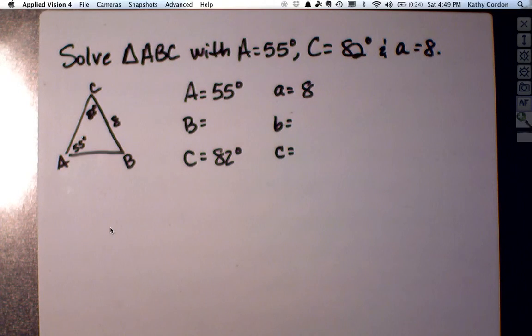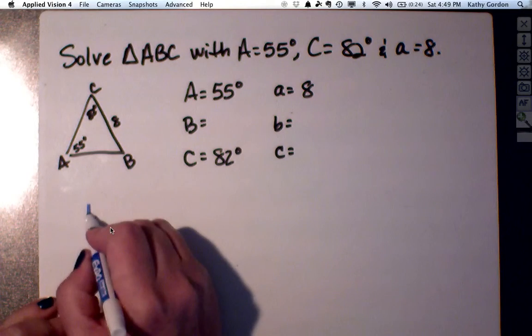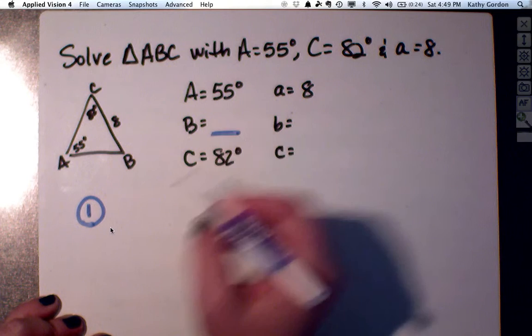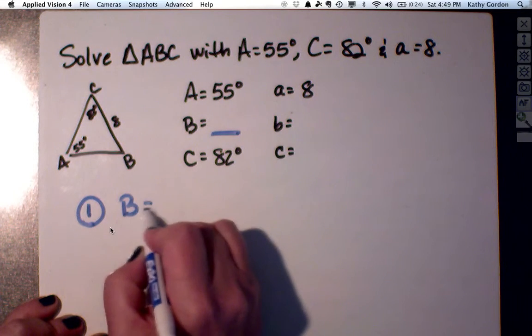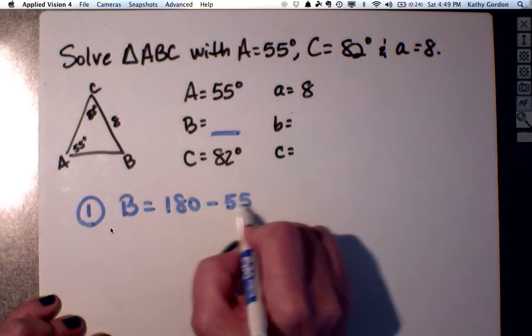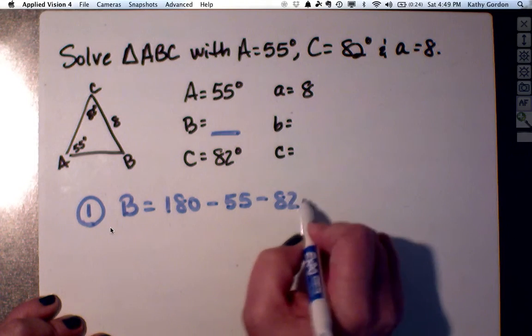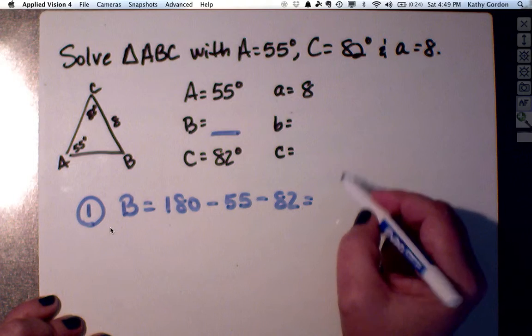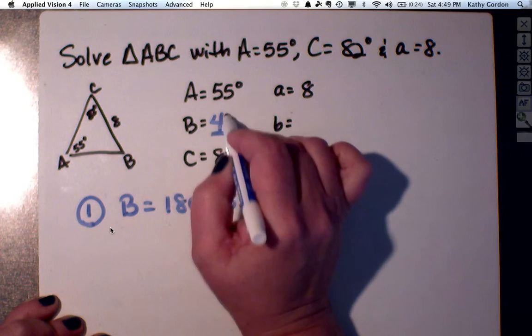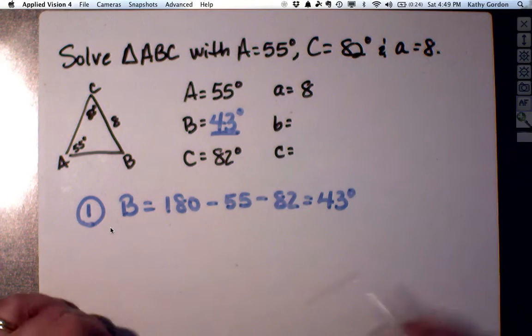All right, so again, the first thing to find, that is the easiest to find, is our third angle. Angle B will be the result of taking 180 minus 55 minus 82, and that's going to give us an angle of 43 degrees. This is an angle, so this is a degree measure.